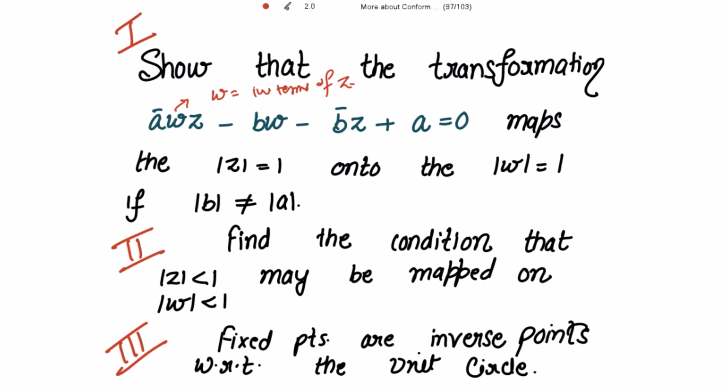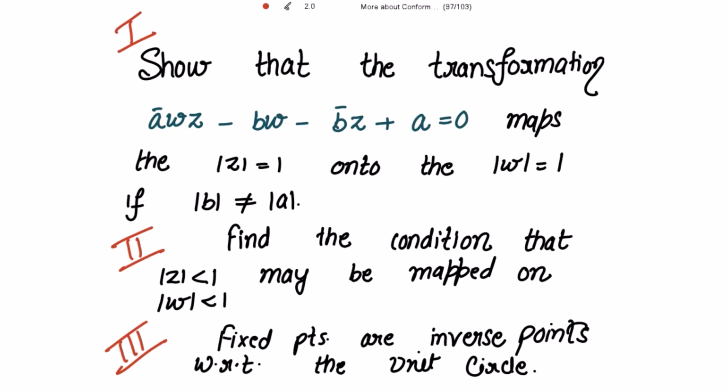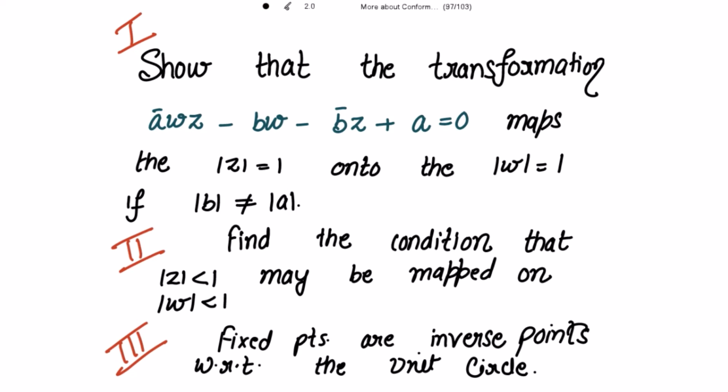This is the condition. Second, we also have to find the condition that the interior of the circle, that is mod z strictly less than 1, may be mapped on the interior of another circle in the w plane. So for that we have to find the condition under which this is possible. And third, we have to show that the fixed points are the inverse points with respect to the unit circle, and we can also show that these fixed points lie on the circle.